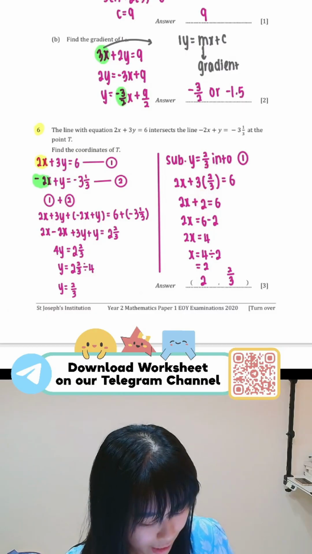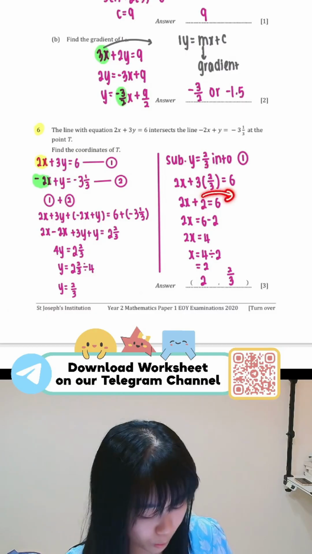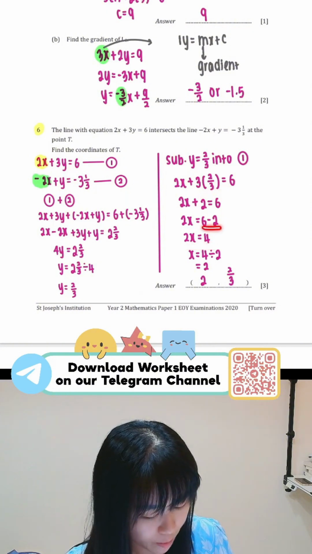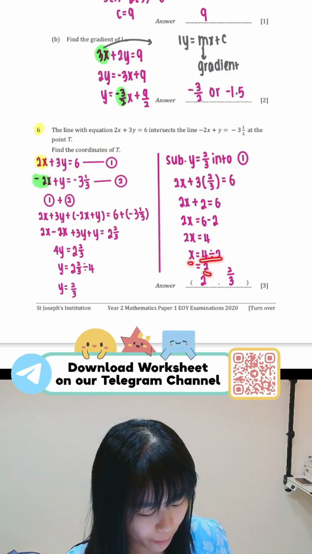Then what you just need to do is you bring over the plus 2, become a minus 2. So 2x equals to 4, 6 minus 2 is 4. So to find x is 4 divided by 2, you get 2.